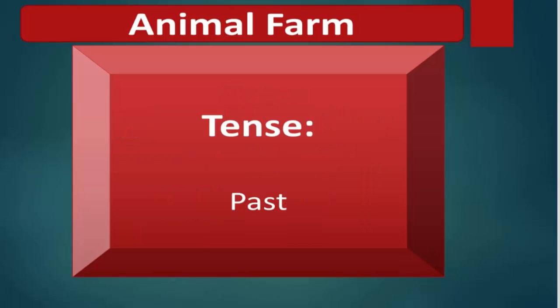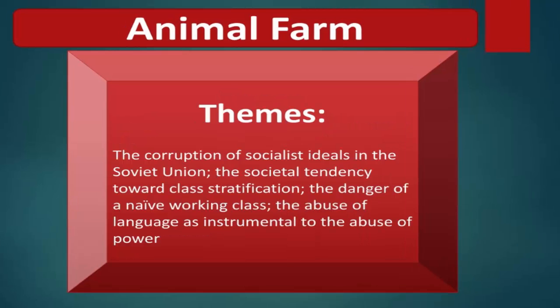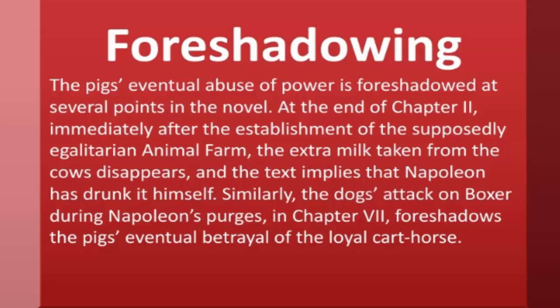The tense of the novel is past. Themes: the corruption of socialist ideals in the Soviet Union, the societal tendency toward class stratification, the danger of a naive working class, the abuse of language as instrumental to the abuse of power. The foreshadowing in Animal Farm: the pigs' eventual abuse of power is foreshadowed at several points in the novel.